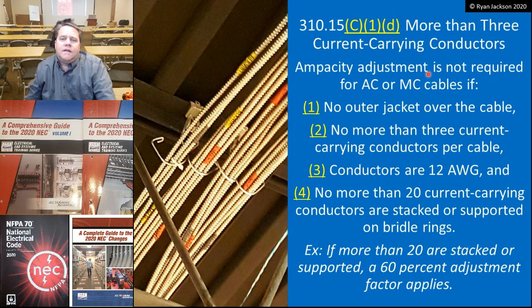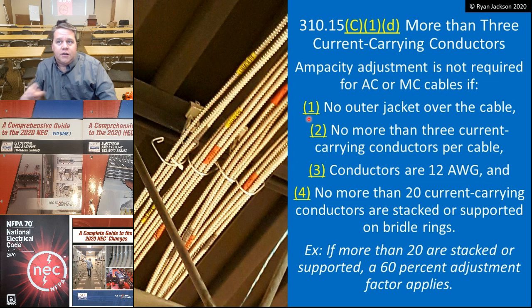We don't need to have any ampacity adjustment for AC or MC cables if, item 1, there's no outer jacket over the cable. So you can buy MC cable that's rated for wet locations that has an outer sheath over it, an outer covering. You can also get it rated for hazardous locations that has an outer sheath over it. If it has an outer sheath, then you're going to treat it just like any other cable or raceway.